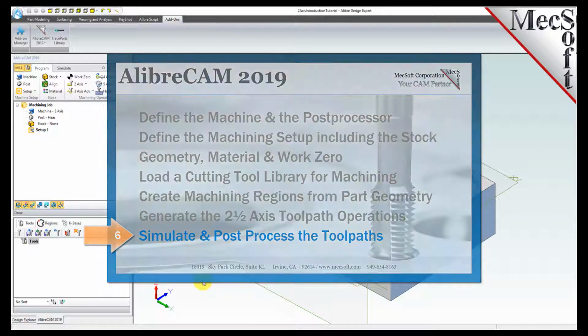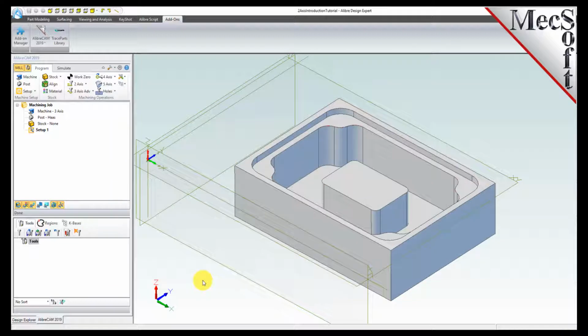Now, before we begin, I want to mention the layout of the Program tab. You will notice that we will progress from left to right. We'll start with setting the machine, then the post, setup, stock, alignment, material, and then the work 0. Only after those steps are completed do we create machining operations.